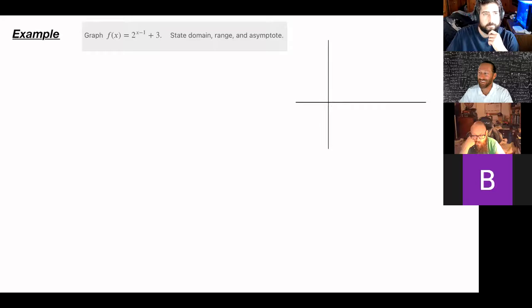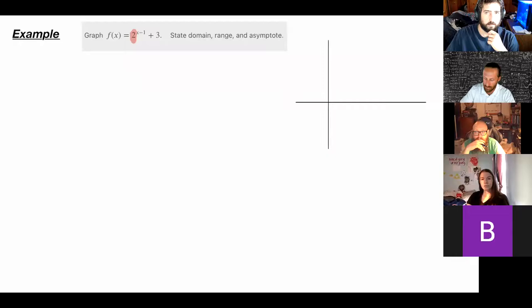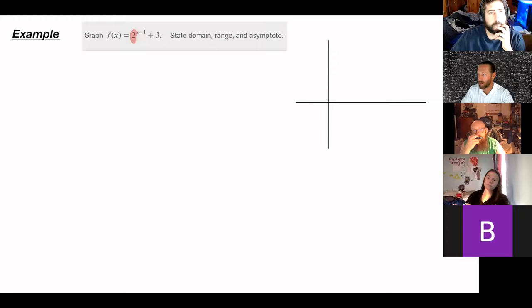The base is going to tell me whether it's an increasing exponential or a decreasing exponential. Then it's decreasing. Careful. The base is 2, which means it's bigger than 1, so it's going to double each time, right? Then it's going to shift by what?